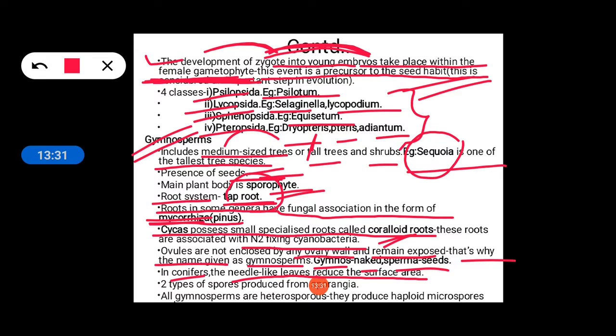Okay, two types of spores are produced from sporangia. The sporangia produce two types of spores in gymnosperms. All gymnosperms are heterosporous. Heterosporous means they produce different spores. They produce haploid microspores and megaspores. So it is mentioned here that two types of spores are produced from sporangia.